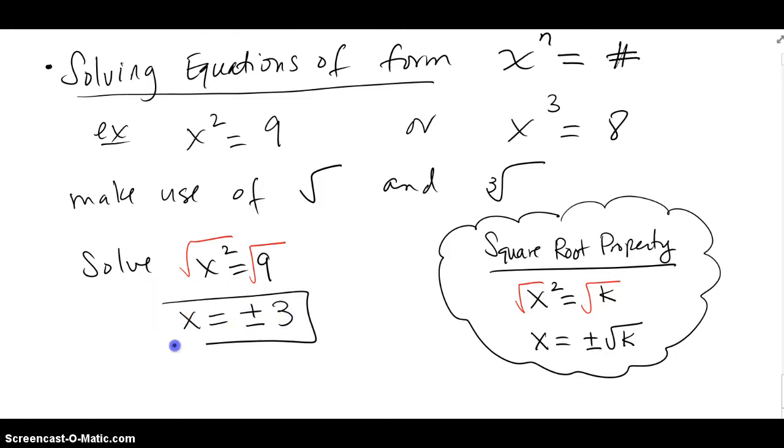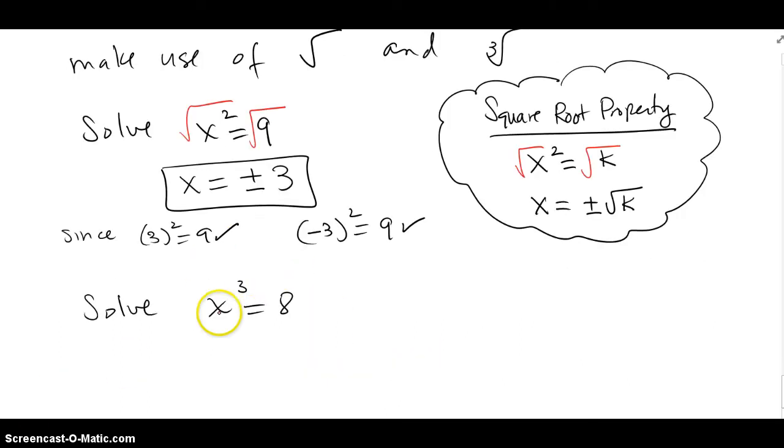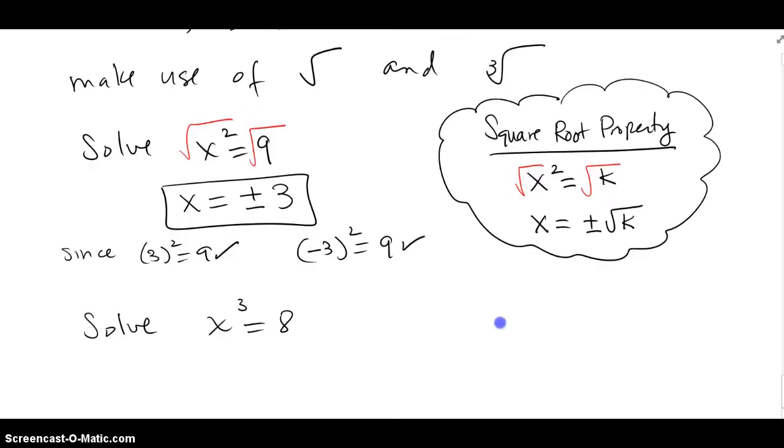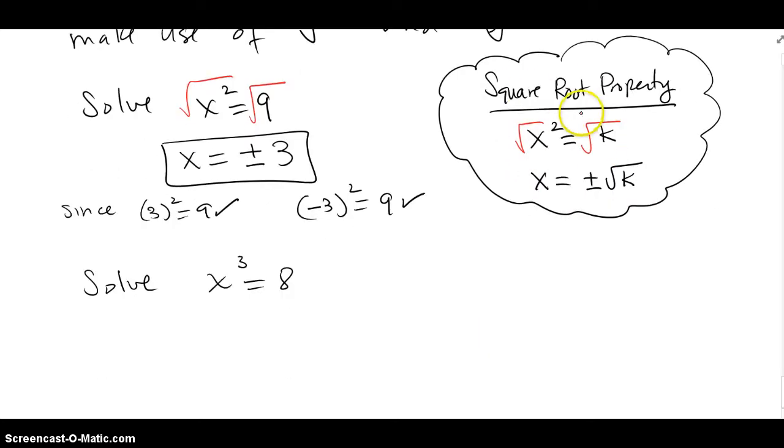So there's really two solutions, since if I check, 3 squared is equal to 9, and negative 3 squared is also equal to 9. If I want to solve x cubed equals 8, which was given as an example here, I can use the same idea for cube roots and say I'm going to take cube root of both sides. So x is going to be equal to the cube root of x cubed, which is just x, equals the cube root of 8, which is 2.